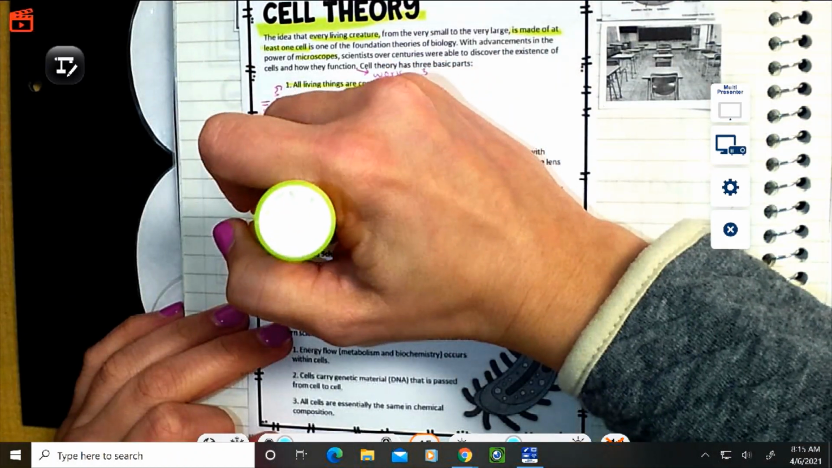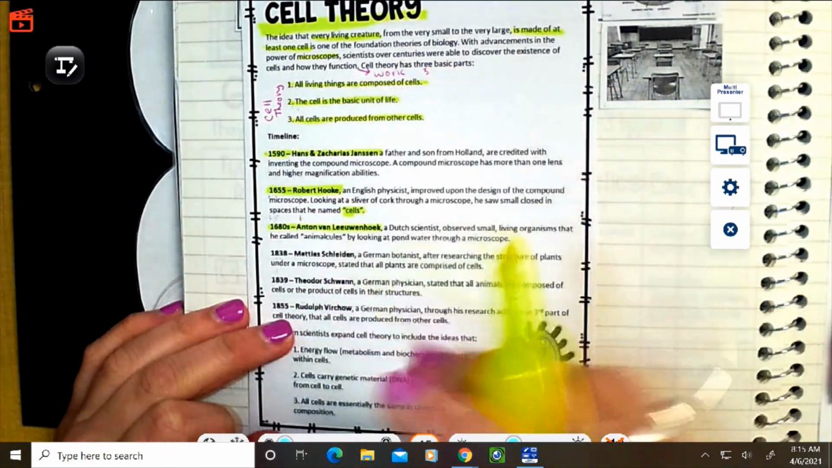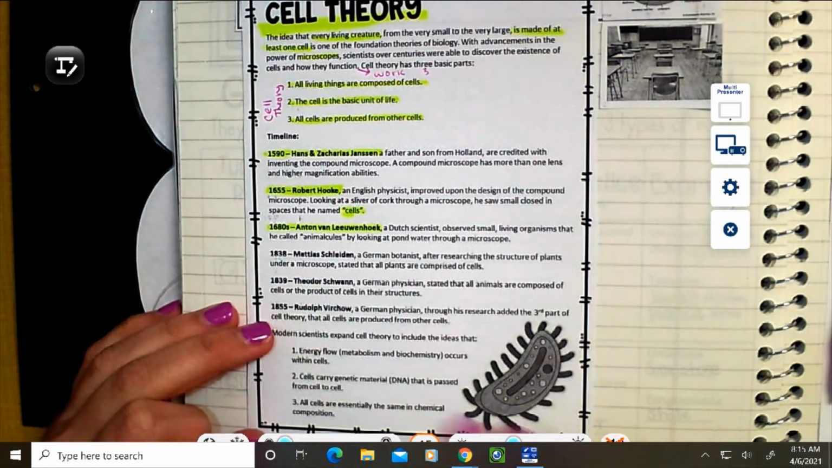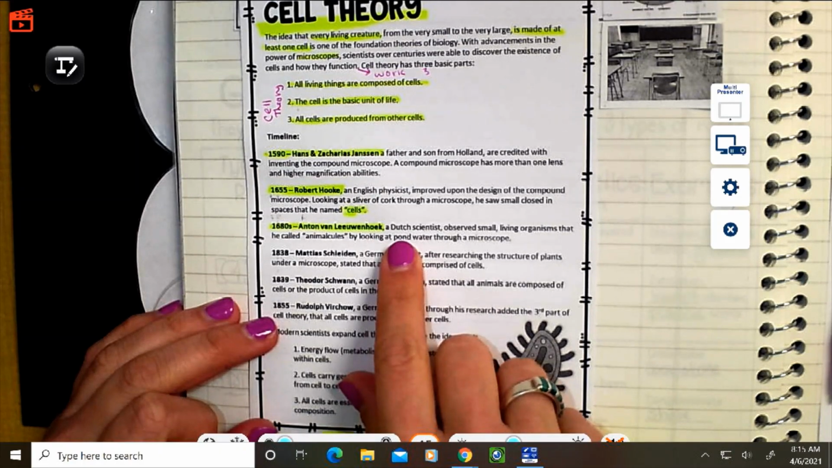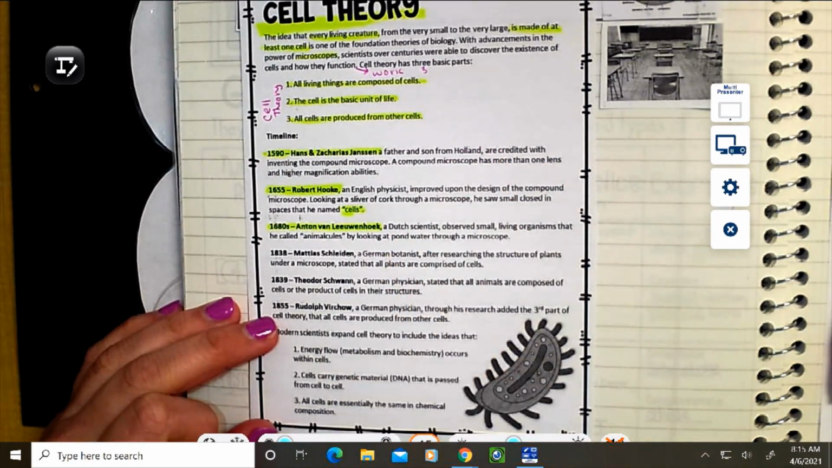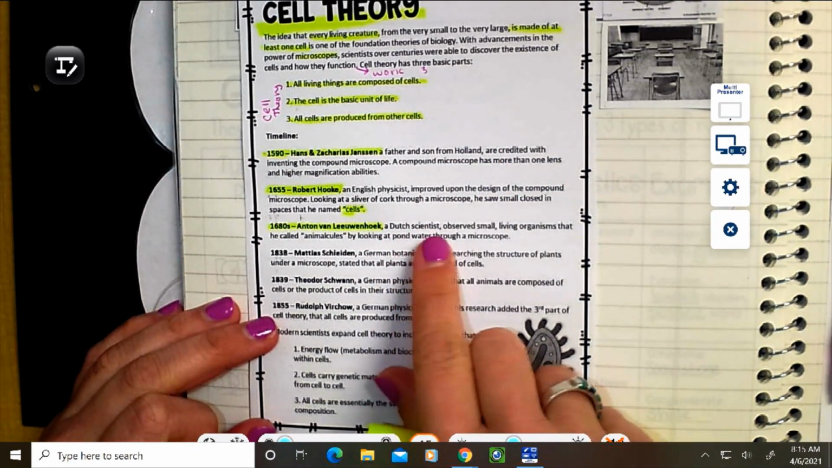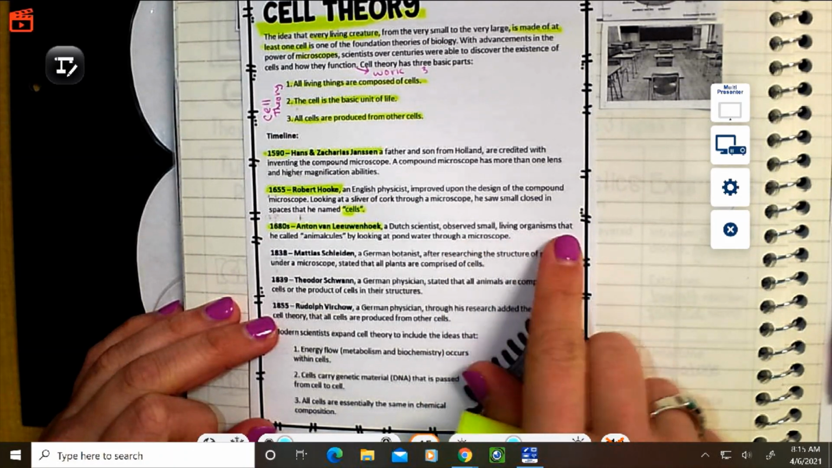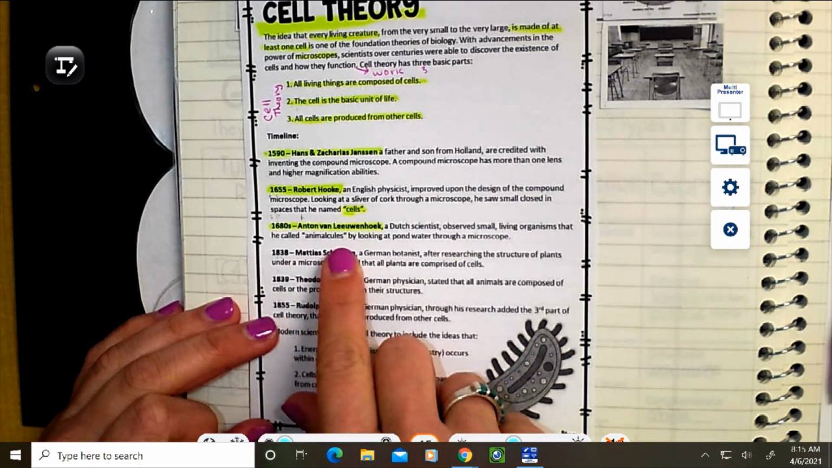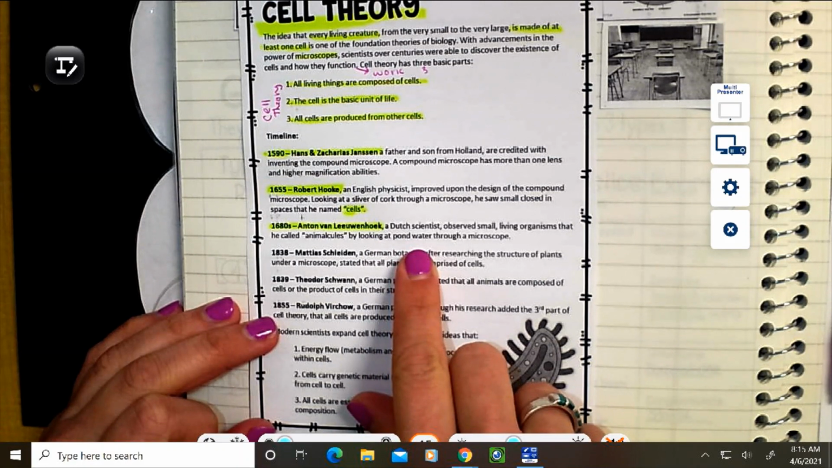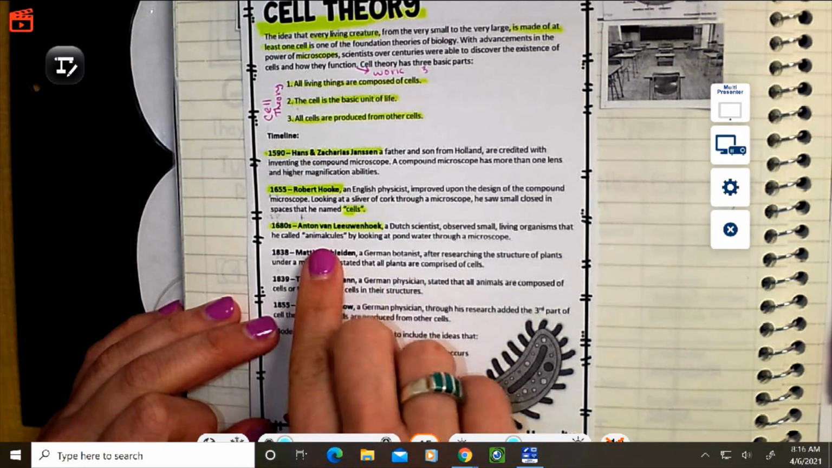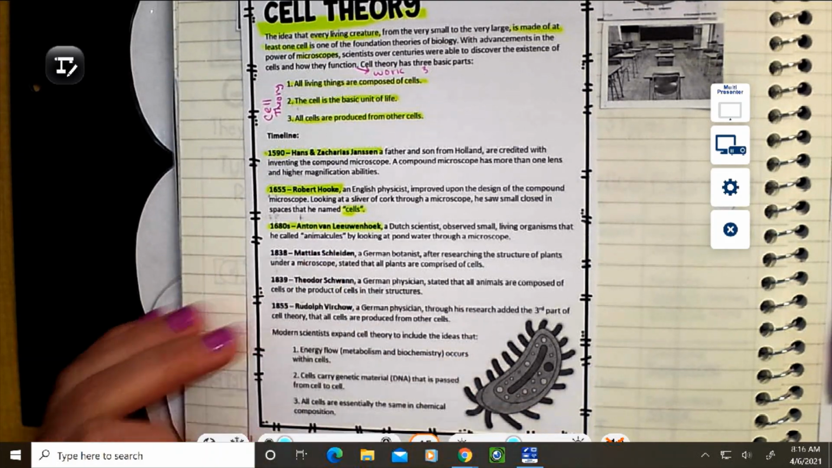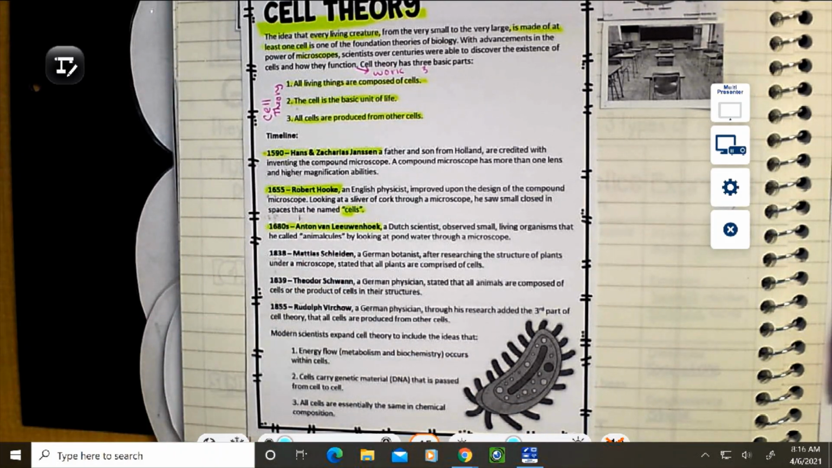In the 1680s, we're not sure exactly what year, Anton Van Leeuwenhoek, say that with me, Van Leeuwenhoek, a Dutch scientist, so he's also from Holland, they're from the same place, observed small living organisms that he called animalcules by looking at pond water through a microscope. So I'm guessing he mixed the word animal and molecules together to get animalcules.